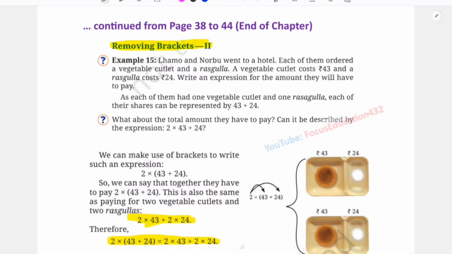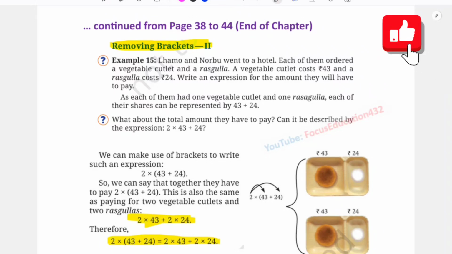Dear students, in this video we will continue from page number 38. Pages 37 and 38 were already done in the previous video and uploaded. You can check that if you have not seen. Now we will continue from page 38. Removing brackets. This is the second part of removing brackets.